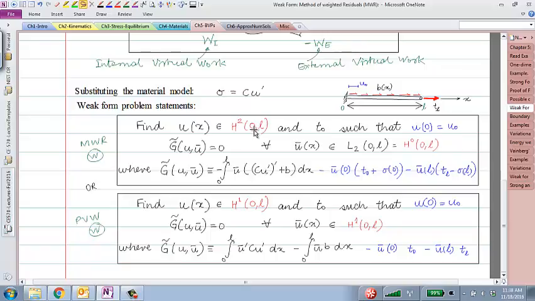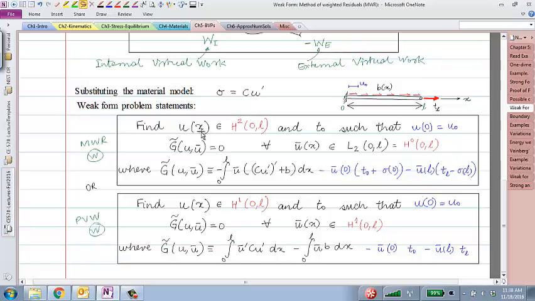Second derivatives should be square integrable. And I gave you an example of a function that was not H2. That was a function with a kink. The derivative would be discontinuous at the point of the kink, and the second derivative of a discontinuous function would be a Dirac delta at that point. Dirac delta is not square integrable.